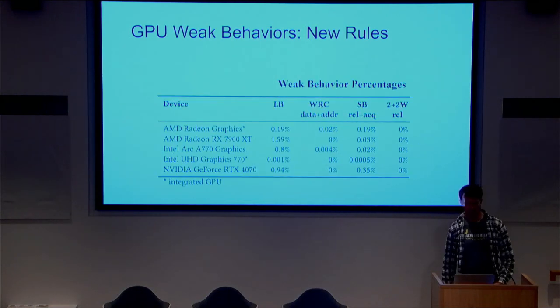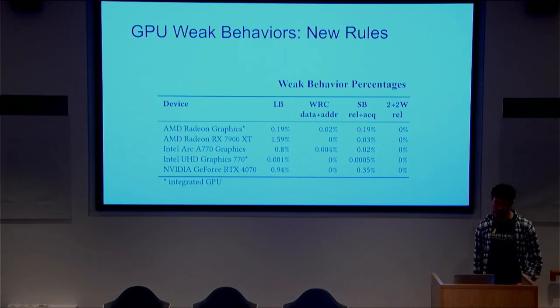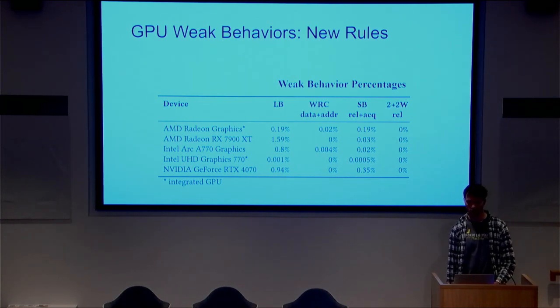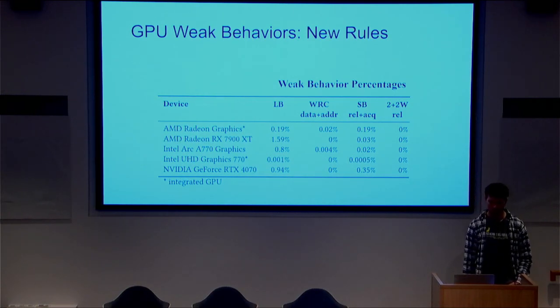So what does this actually look like if you run it on GPUs? Here's a few GPUs that I ran for this talk. But you can see that load buffering, that's the first test there, is very apparent. It varies from 0.001% on an Intel GPU to over 1% on an AMD machine.